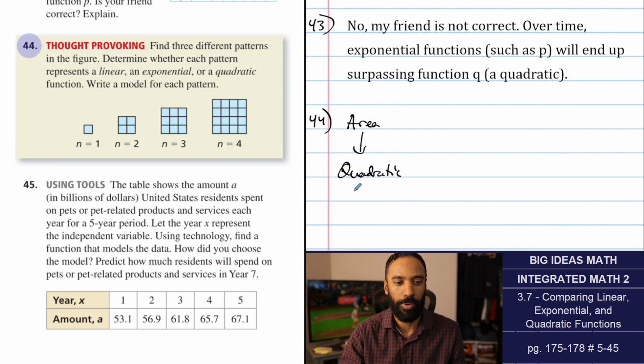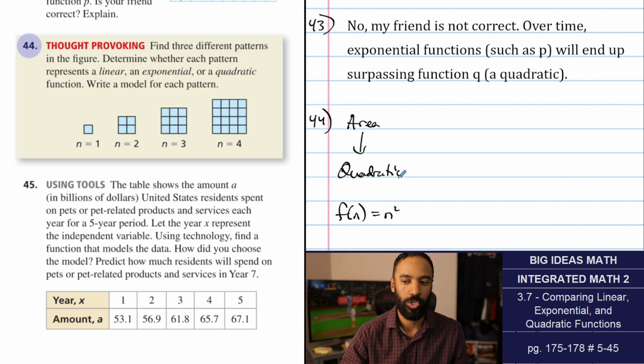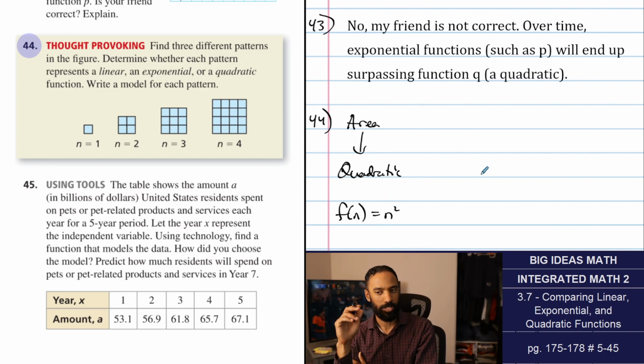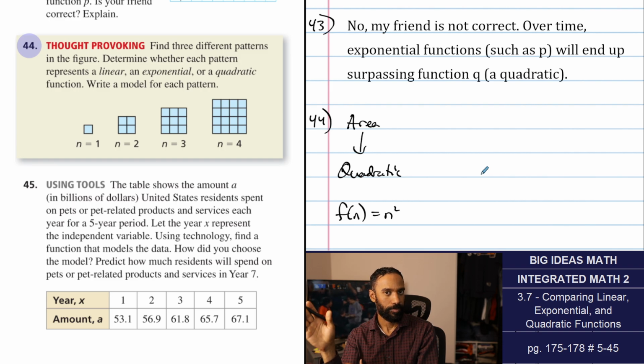And that one looks pretty straightforward. I don't know if I use y or whatever, or f of n. Let's use f of n. f of n equals, looks like n squared. 1 squared is 1, 2 squared is 4, 3 squared is 9, 4 squared is 16. So I think that's one of them.